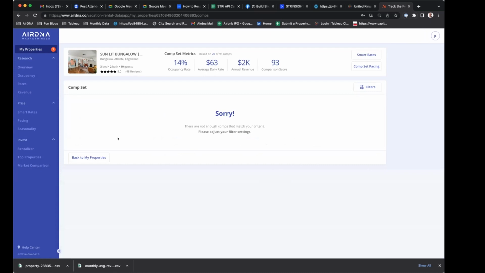There are not a whole lot of hot tubs in Atlanta, so it didn't pull back a filter, but you can imagine it would bring back that list. Yeah. For new investments, that's great when finding comparable properties.